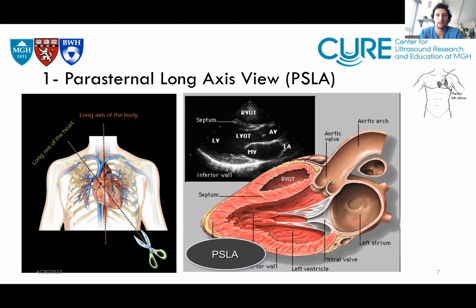So this is just a bigger view of that parasternal long axis. Again, here is your right ventricle, left ventricle, and this is your entry and exit into the left ventricle seen here. This is the sort of view that you want to get. It's all about pattern recognition, right? So when you see this pattern, that means you've gotten the right view.